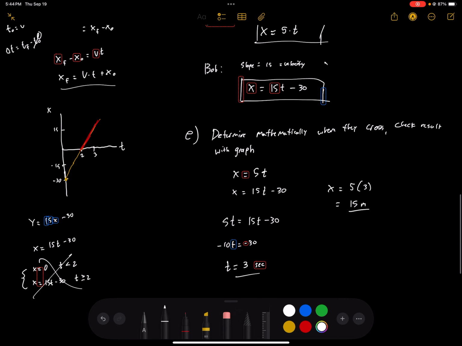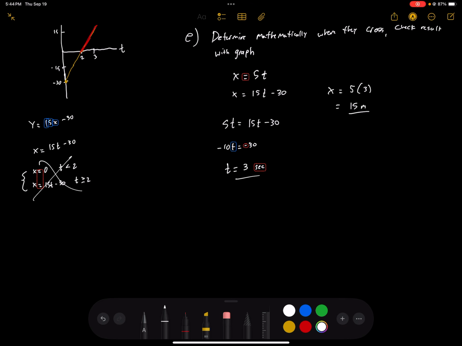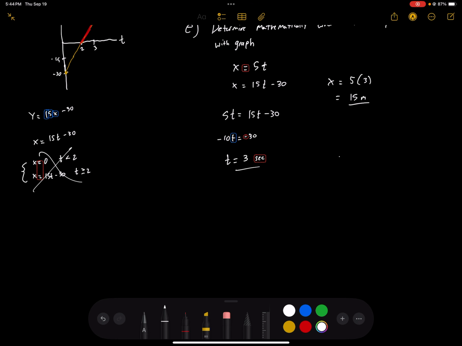Right, so I have two equations for two different types of motion. They're going to meet at some point. Right, you have two different lines with two different slopes on the same plane. There's going to be a point where they meet if you extend the lines out infinitely. All right, so that's the answer. So at 15 meters, so when x equals 15 and t equals 3 seconds, that's when they meet.